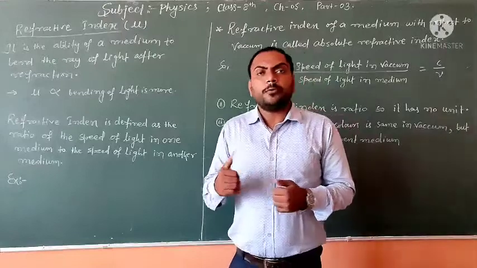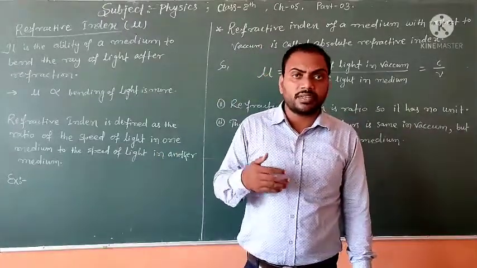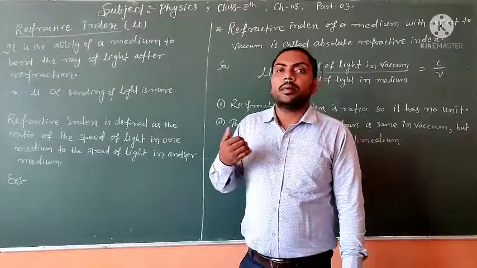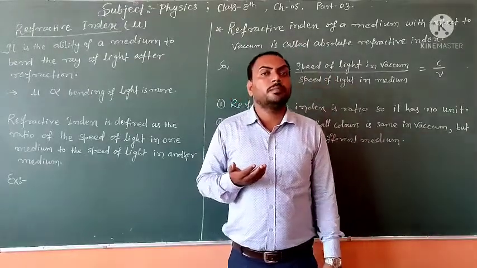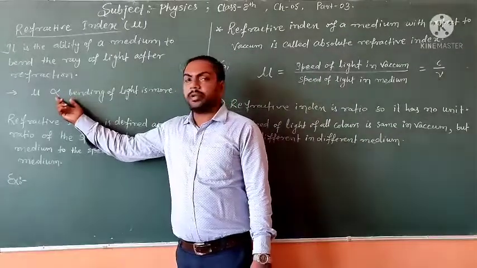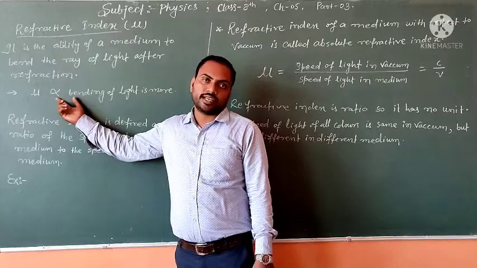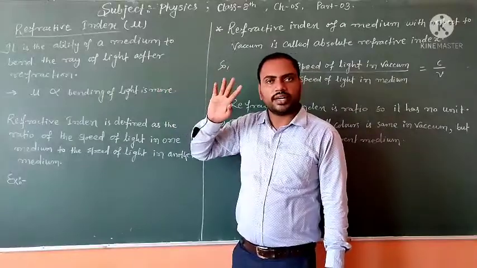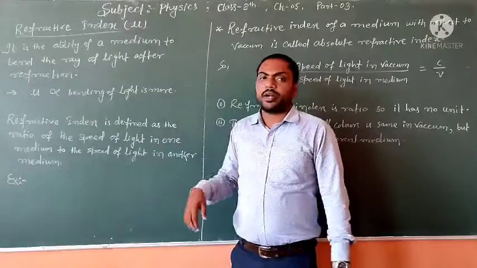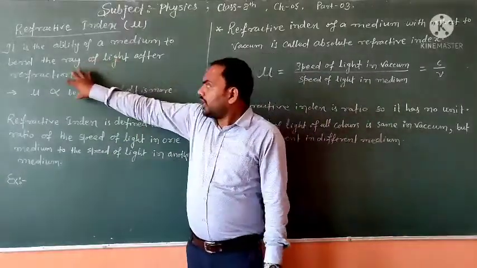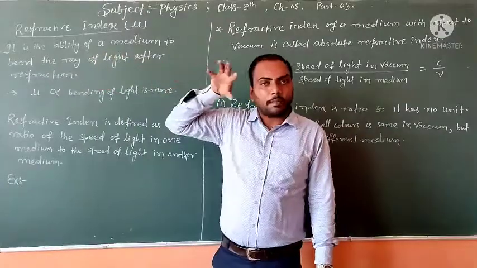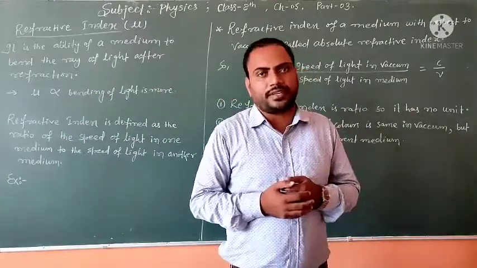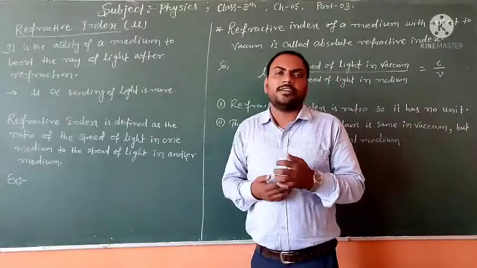Okay, dear. So, if the refractive index of a medium is greater, if you are increasing the value of refractive index of the medium, the bending of light after refraction will be more. This is how I have represented the directly proportional sign. Directly proportional sign means if you are increasing one quantity, another quantity will also increase. Okay, dear. Now I am moving to the next part. How do we define refractive index? What refractive index means, what is the capability of refractive index, that we understand. Now, what is the definition of refractive index? How can we define refractive index?